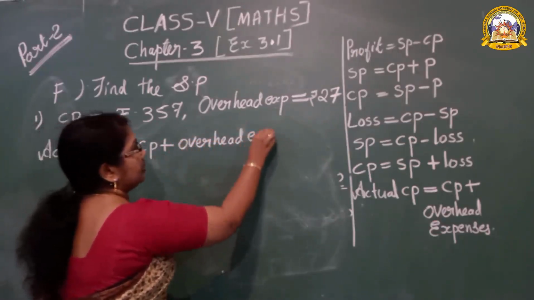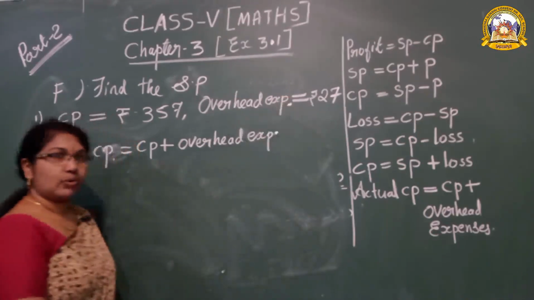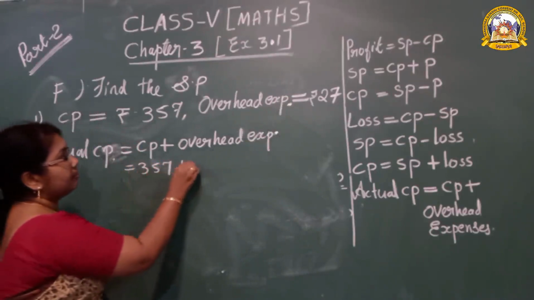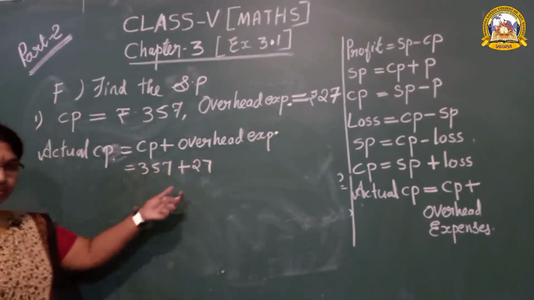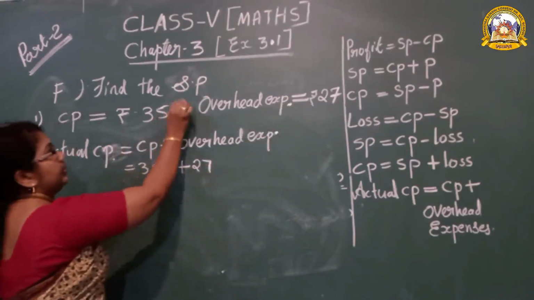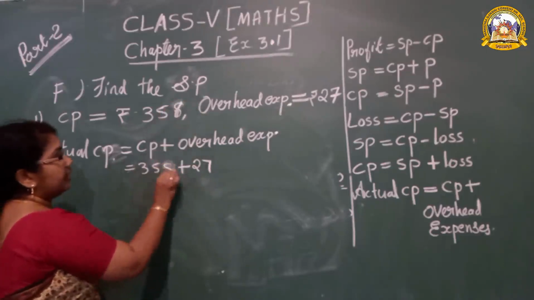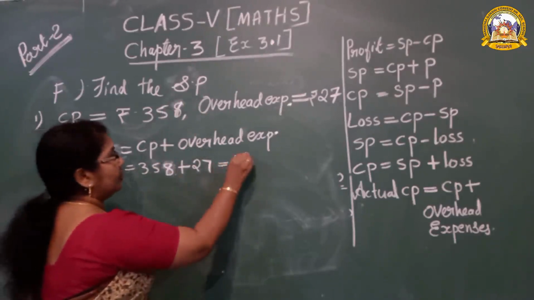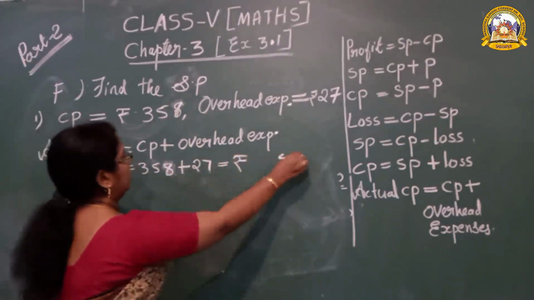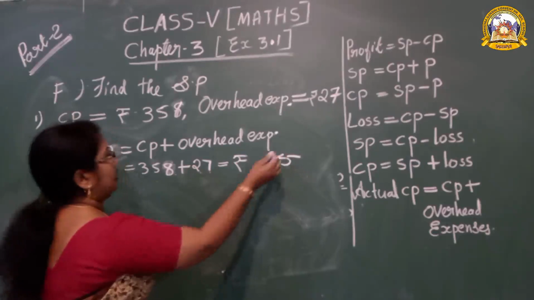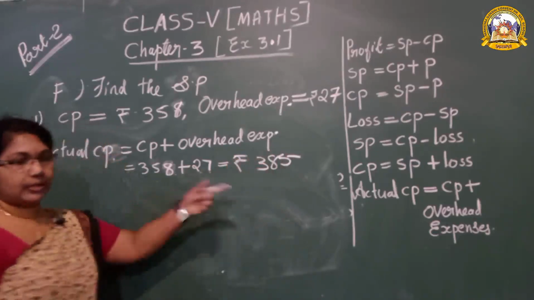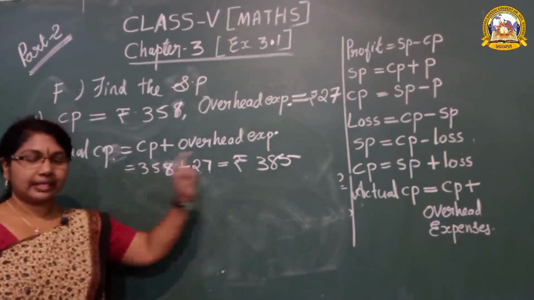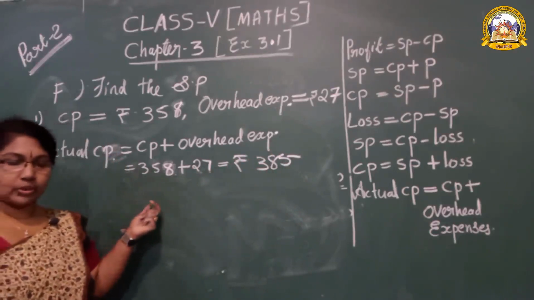Don't forget to write the formulas. 357 plus 27. Sorry, 358 plus 27 is equal to rupees 385. What is the cost price? Actual cost price 385. Now look at the question, students.